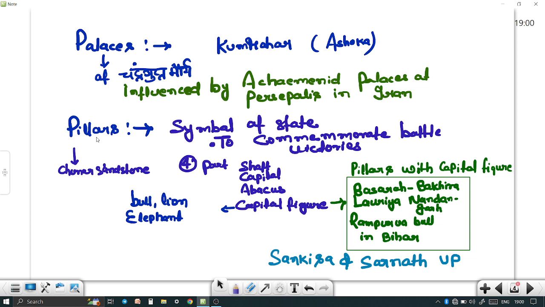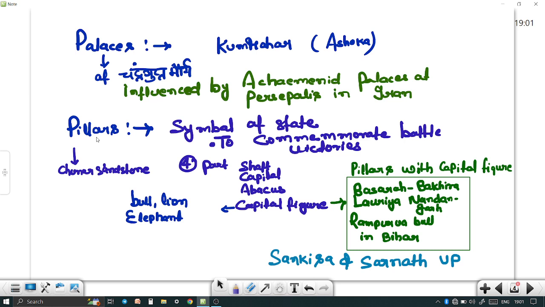This pillar is made up of four parts. First is the shaft, then the capital, abacus and capital figure. What is the shaft? It formed the base and is made of a single piece of stone, or we can say a monolith. The capital lay above the shaft and could be either lotus shaped or bell shaped. The bell-shaped pillars, influenced by Iranian pillars, are known for their lustrous and polished finish.